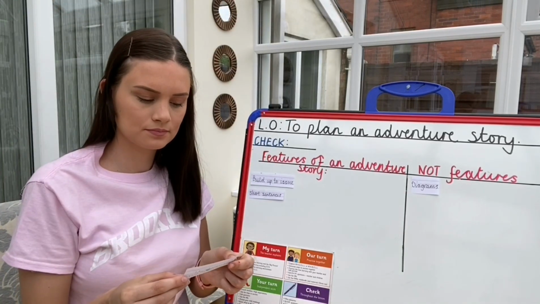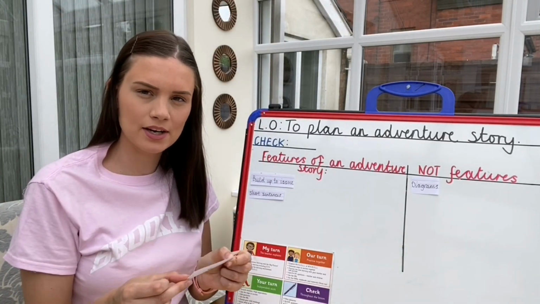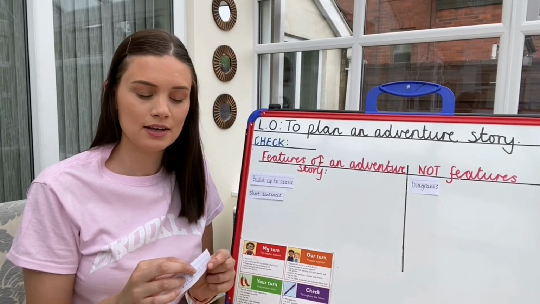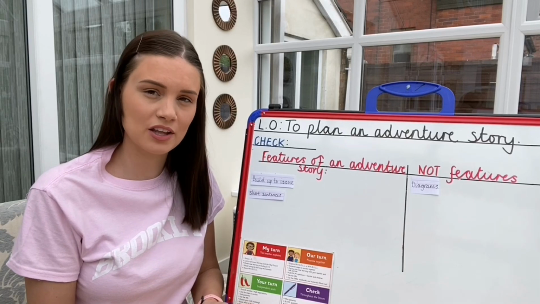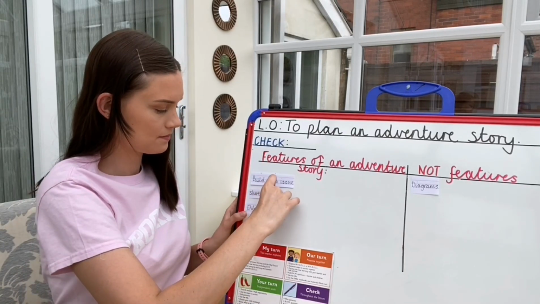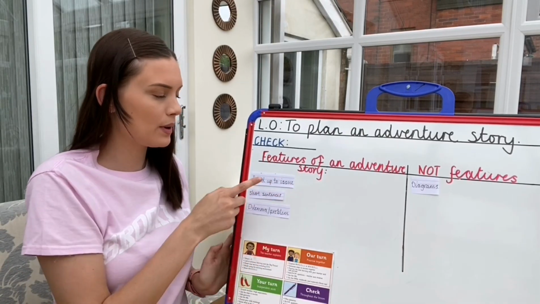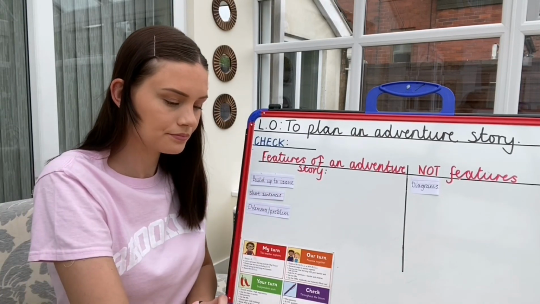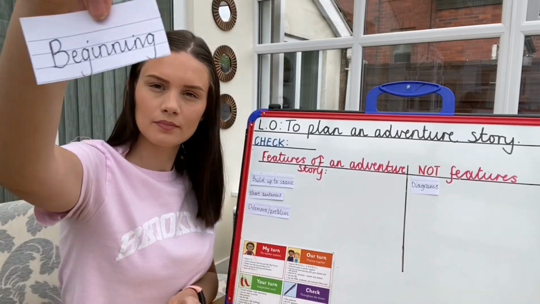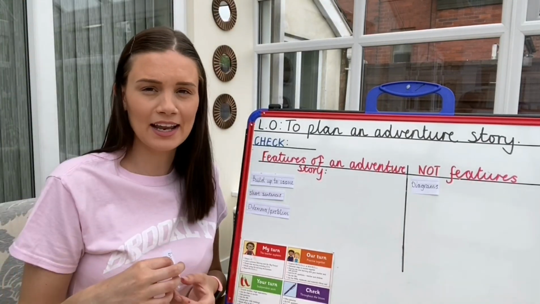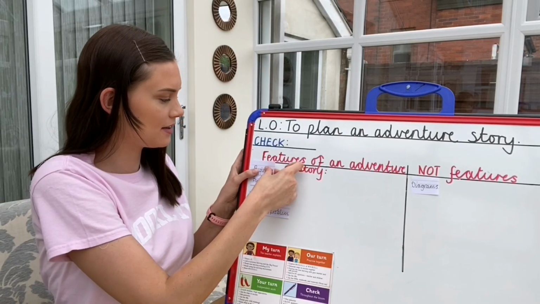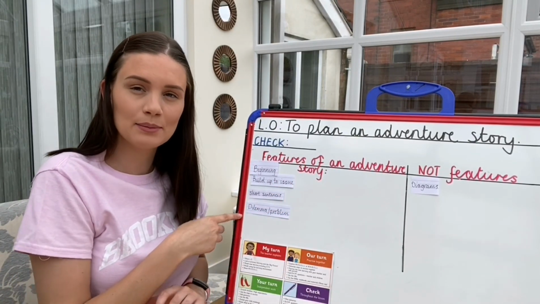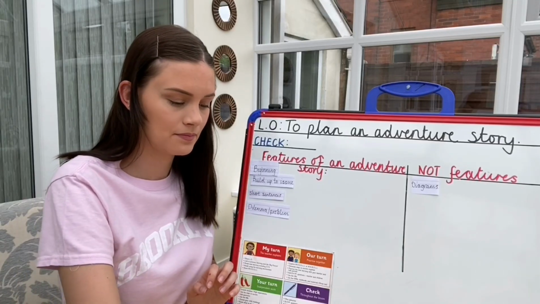Dilemma and problem. There definitely was a dilemma and problem. There were lots of dilemmas and problems actually throughout The Explorer, especially when he was trying to learn how to fly the plane. So far, we have build up to an issue, short sentences, dilemma and problem. Beginning. Definitely, we do have beginnings in a story, don't we? So I'm going to pop that at the top. Now these aren't necessarily in order, but if you want to put them in order, then you can.